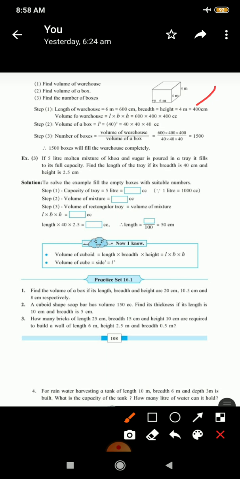I hope you have followed it. This 40 into 2.5 goes down below, so it becomes 100. So therefore 5000 upon 100 is 50 centimeters.